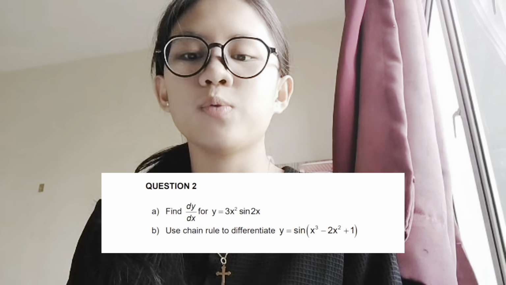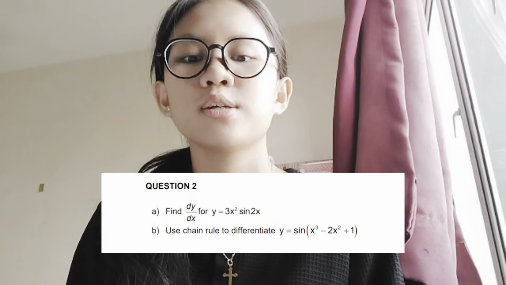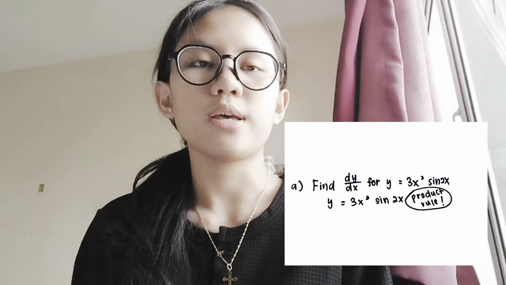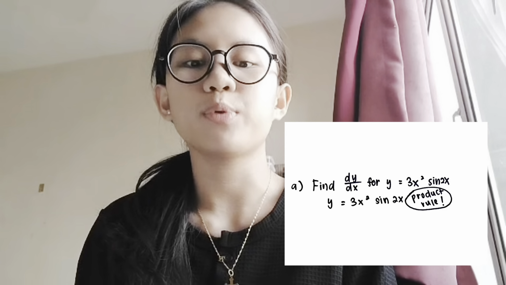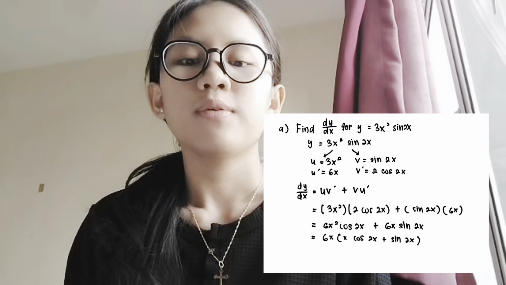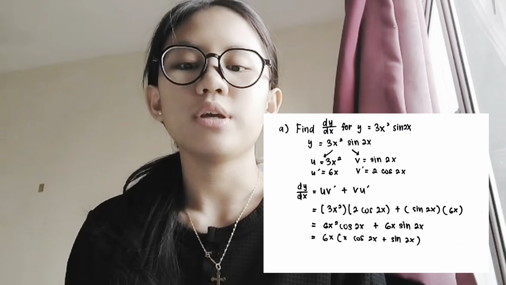So for question 2a, find dy over dx for y equals 3x squared sine 2x. So for the equation y equals 3x squared sine 2x, we need to apply product rule to solve it. For product rule, the formula is uv prime plus vu prime. So first of all, we have to find our u, v, u prime and v prime. So u is 3x squared.